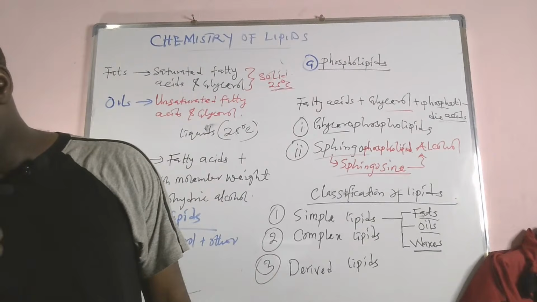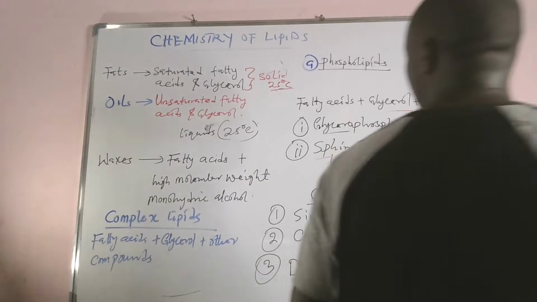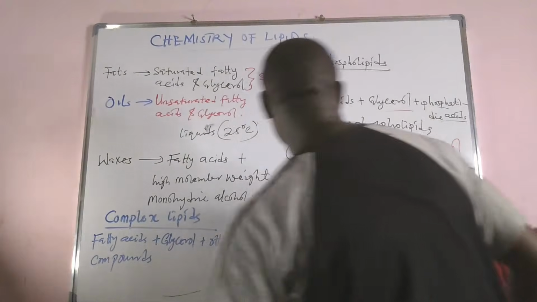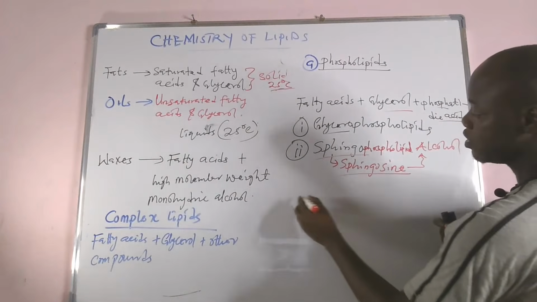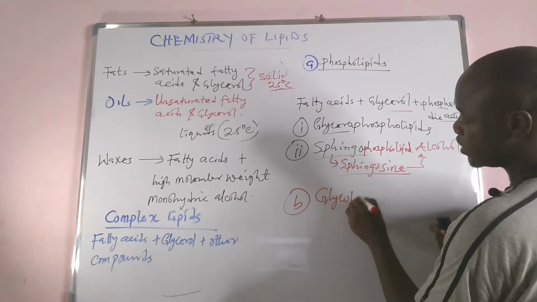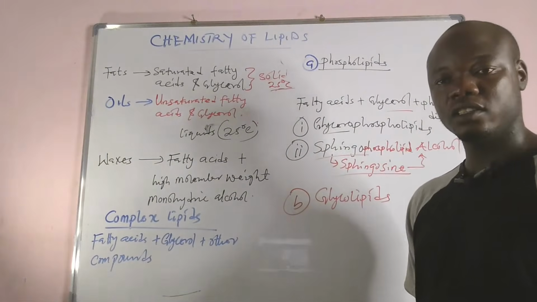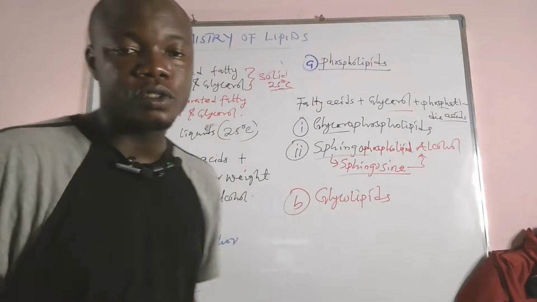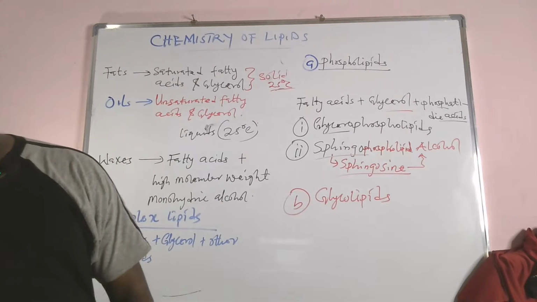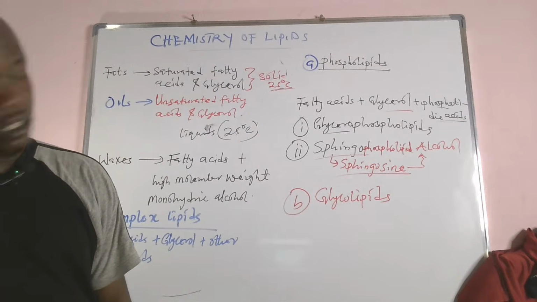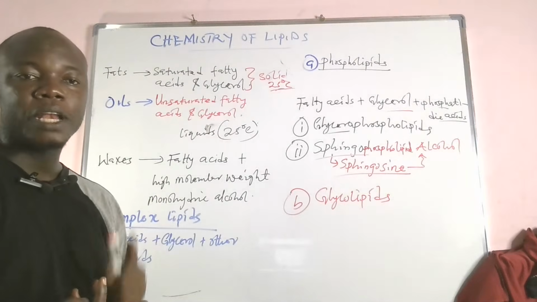So another example of complex lipid apart from phospholipid, we have B, glycolipids. Glycolipid is also another example of complex lipids. When we say glyco, it means sugar. So it contains sugar. It means that it's a lipid that contains fatty acids, glycerol, plus carbohydrates.